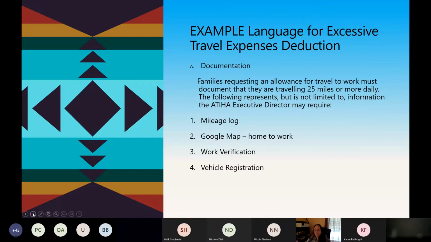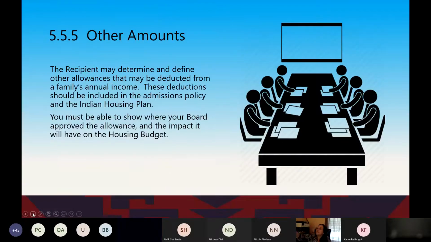Example language for excessive travel documentation: a family requesting an allowance for travel to work must document that they are traveling, in this case, 25 miles or more daily. The following represents, but is not limited to, information that the ED might require: a mileage log, a Google map, home to work, work verification, or a vehicle registration showing you have a licensed vehicle. You can't be drawing that allowance when you don't have a vehicle and you're bumming a ride with somebody.